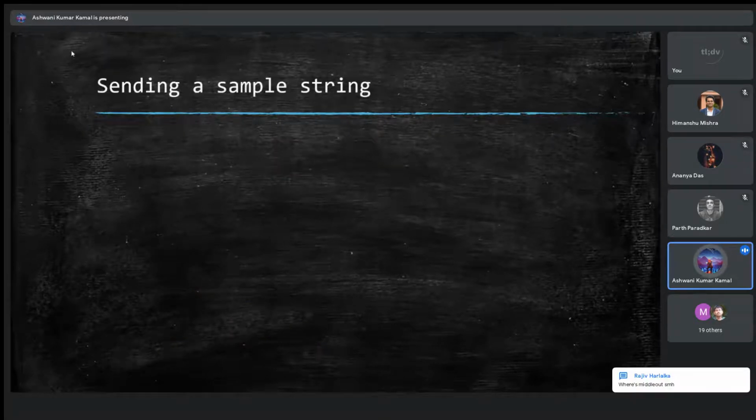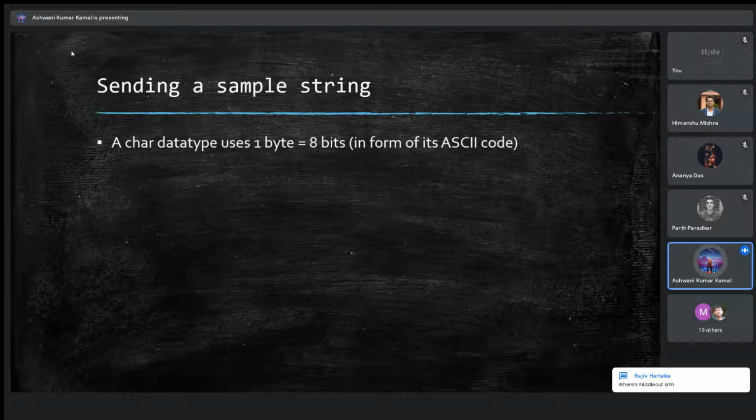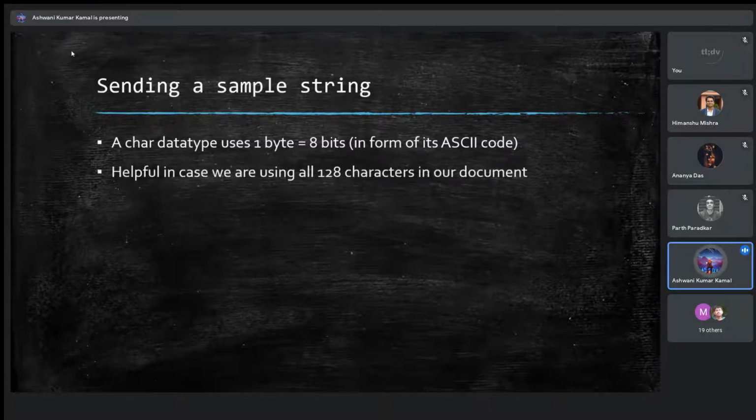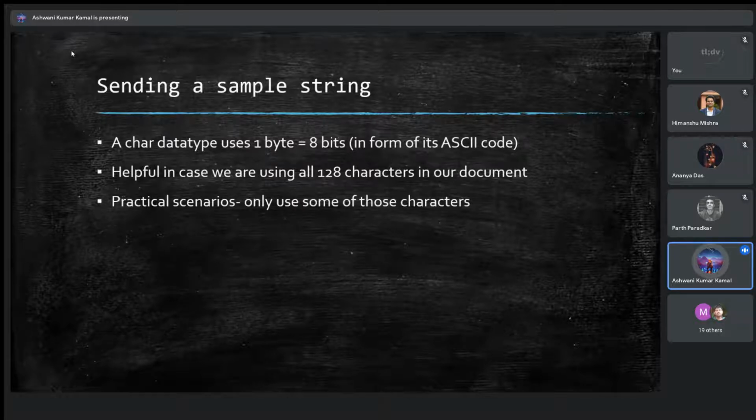Okay, so let's talk about sending a sample string. We know that typically a char data type uses 1 byte, which is 8 bits, in the form of its ASCII code, and there are a total of 128 characters in the ASCII code. It is helpful if we are using all the 128 characters and have to distinguish between them. But in practical scenarios, we're not using all 128 of those ASCII codes. We are rather using a subset of them. For example, if you're writing an article in English, most probably you'll be using the 26 alphabets of English with some punctuation marks.